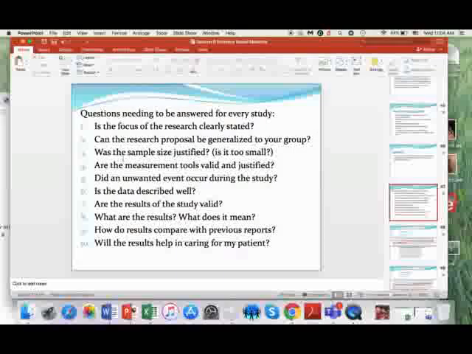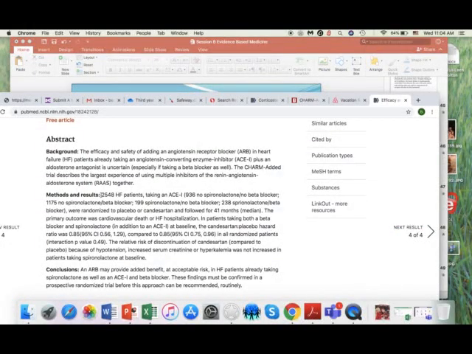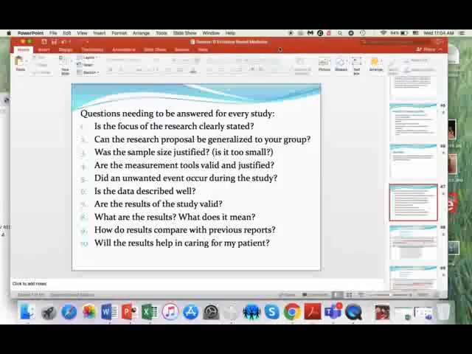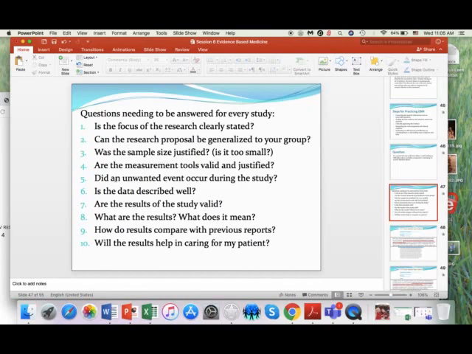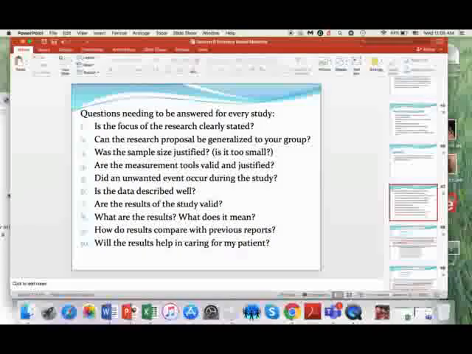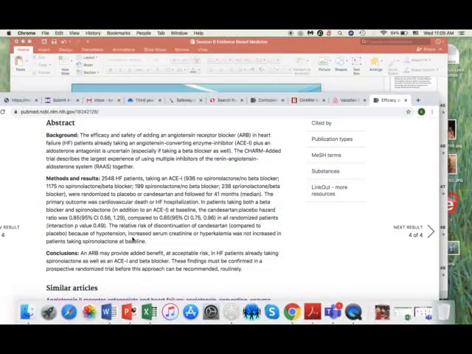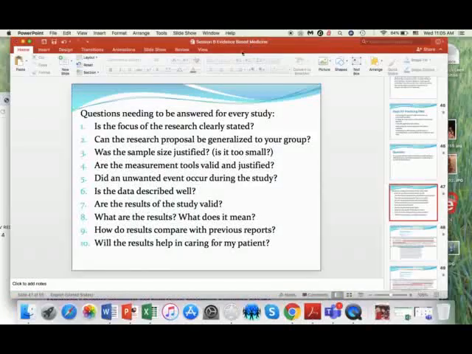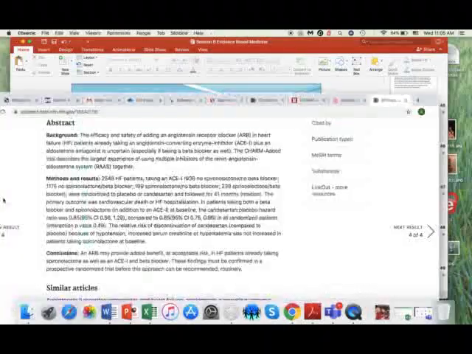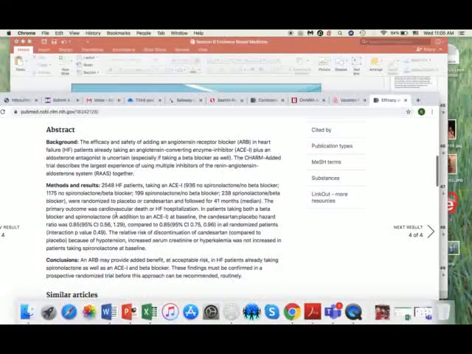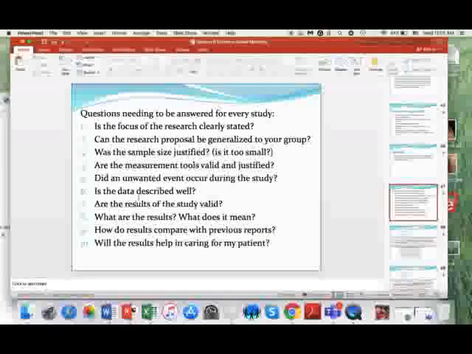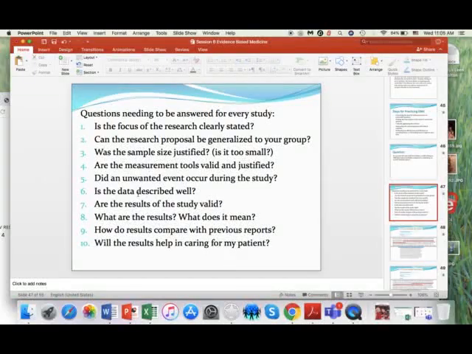Was the sample size justified? Was it too small? You can see here it was 2,500 patients. That's a pretty good size study. Great studies are probably more like 10,000 patients, but this is still a pretty good one. Did an unwanted event occur during the study? We'd have to read through the whole thing for that one. Is the data described well? We'd really have to read through this whole article, but right here it's describing a lot of different things. But you'd have to read the whole article to say whether it describes the outcome very well or not.